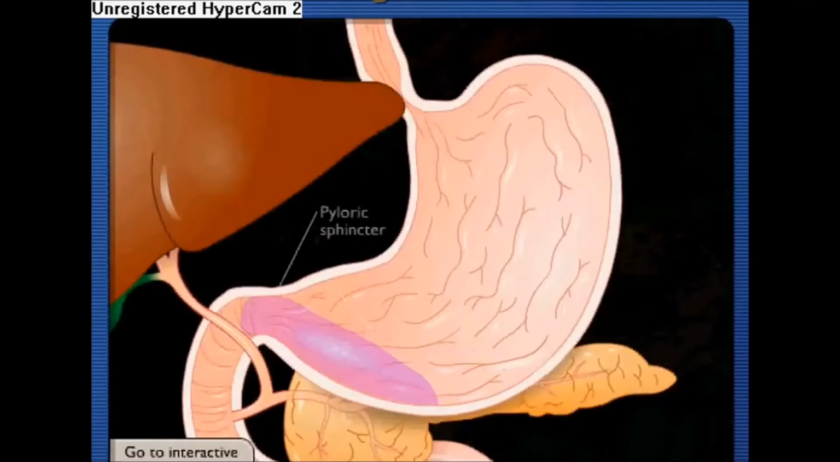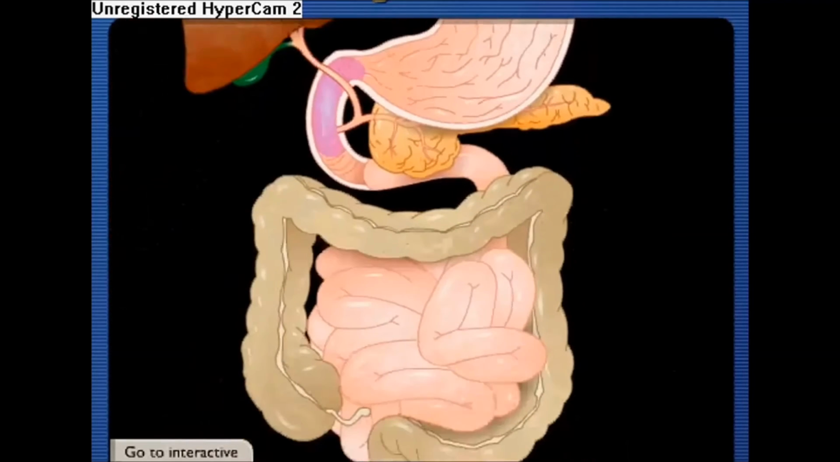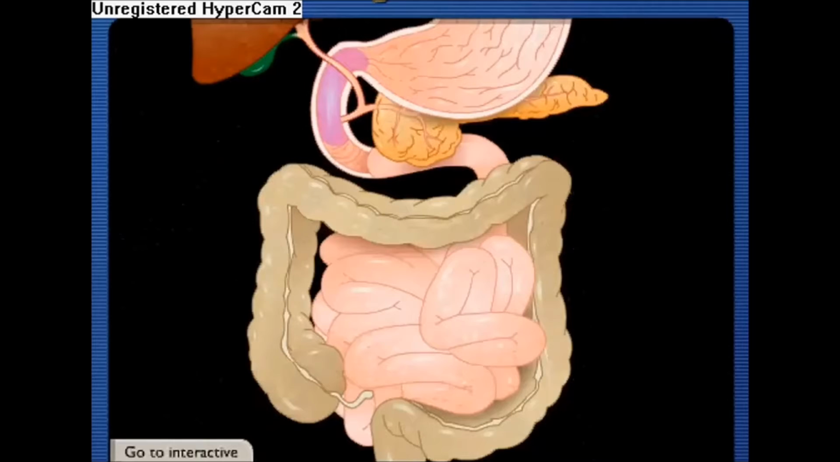Chyme exits the stomach through the pyloric sphincter and enters the small intestine, the major site of nutrient absorption. The small intestine consists of three parts: the duodenum, jejunum, and ileum.